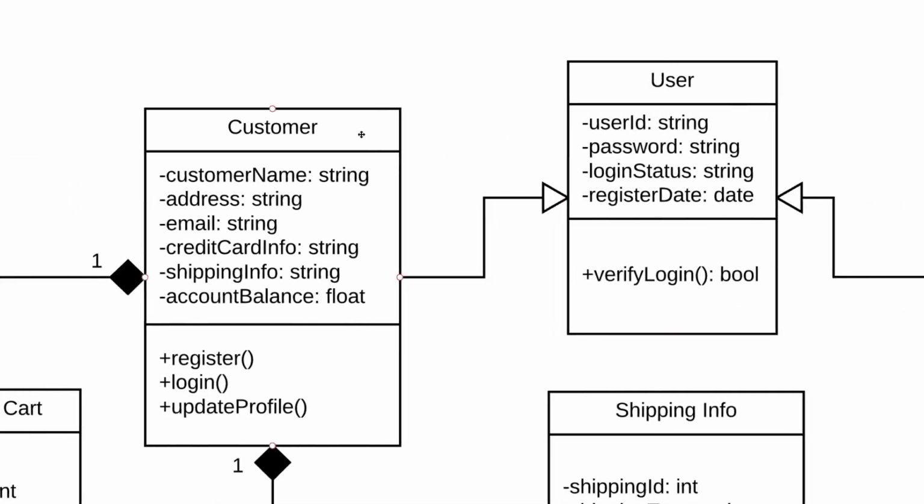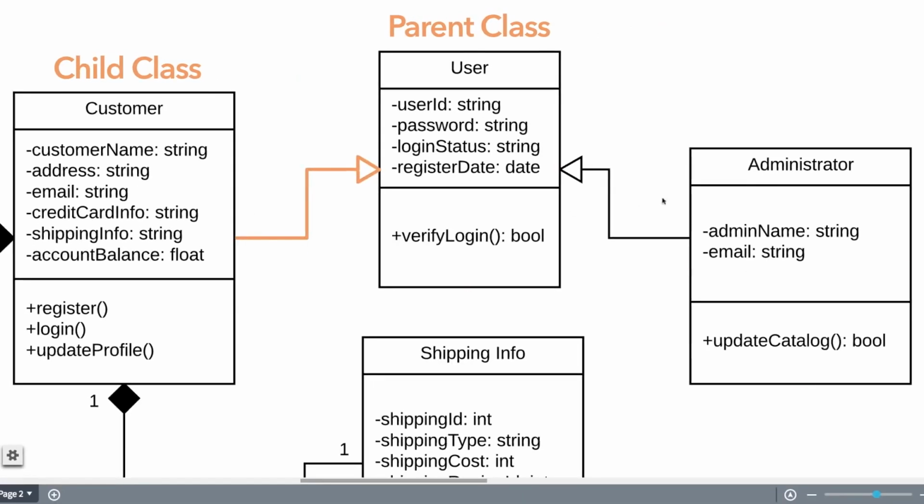Let's move on to the customer class. This arrow tells us that customer is a child of user. So customer inherits all the attributes and methods of the user class. And same thing for the administrator class. Both of these inherit from user, but also have their own specific attributes and methods. Like administrator can update catalog, but customer can't.